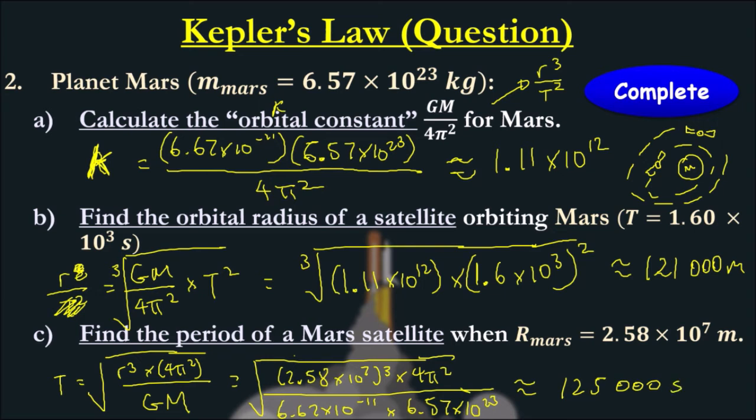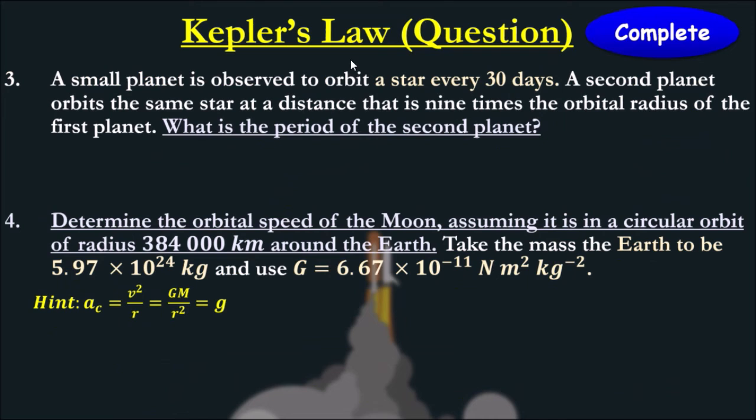Okay, let's go to question 3. Okay, so we have a small planet observed to orbit a star every 30 days. A second planet orbits the same star at a distance that is 9 times the orbital radius of the first planet. What is the period of the second planet? So we can use this ratio here.